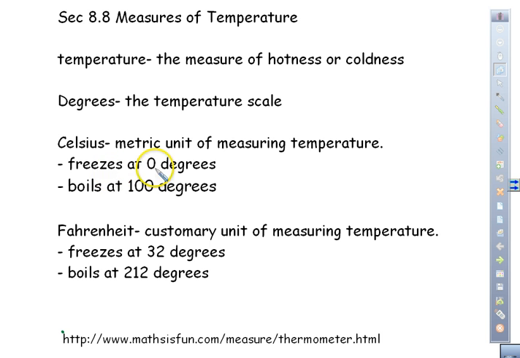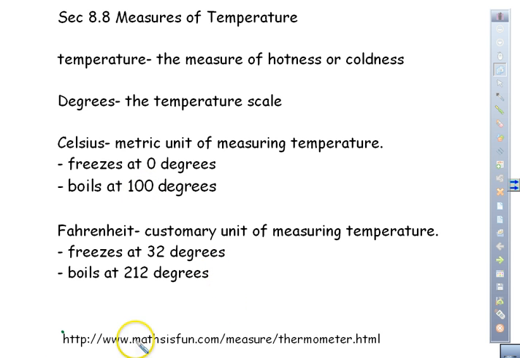Some key notes that you need to know about Celsius is that the freezing point, water freezes at 0 degrees. Okay? And water then boils at 100 degrees. Now Fahrenheit, that is our customary unit of measuring temperature, and water freezes at 32 degrees compared to 0 degrees in Celsius. Boils at 212 degrees compared to the 100 degrees in the Celsius.